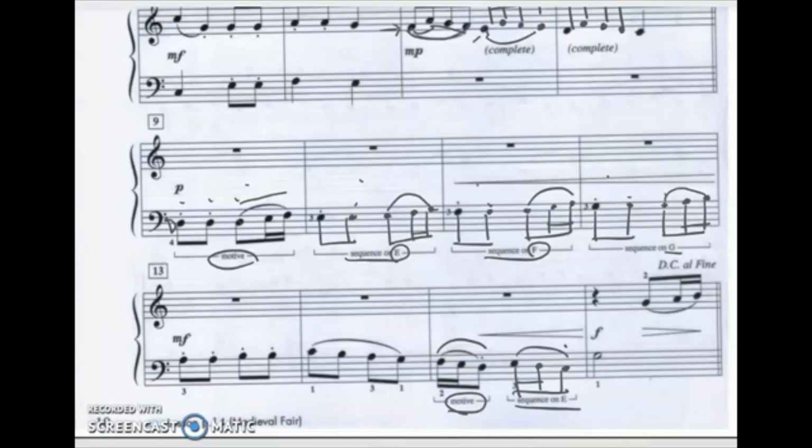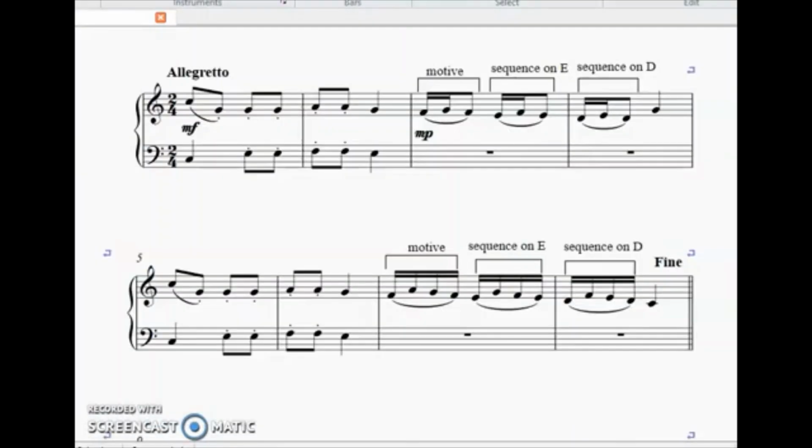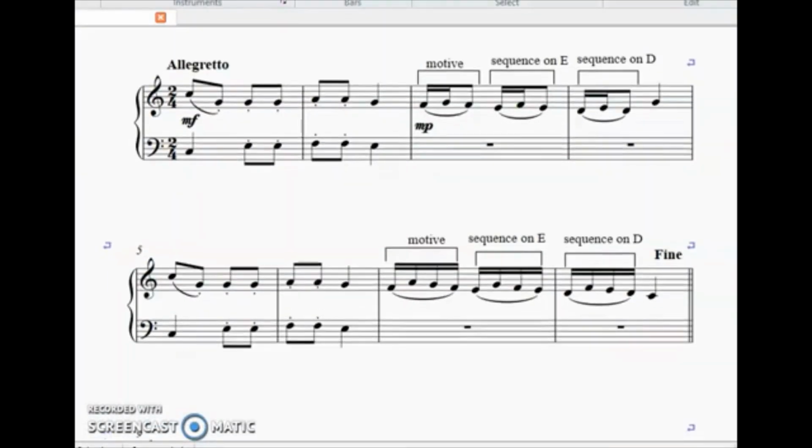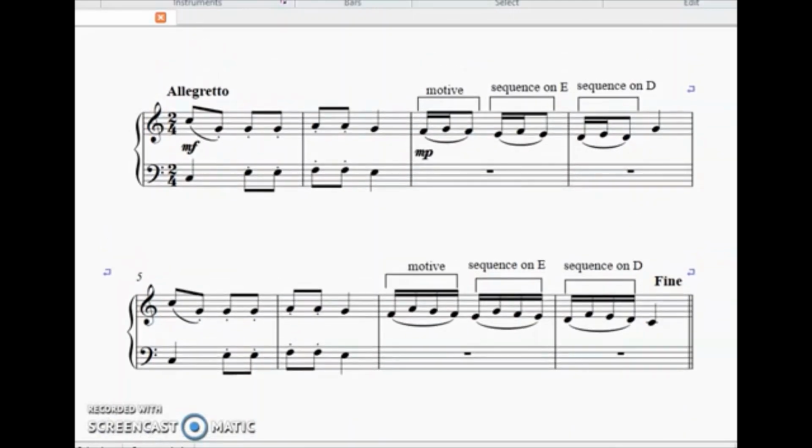Okay, done. I drew the notes on my computer program called Sibelius, because this is much easier to read, right? It's much better than my handwriting. Okay, I'm going to play this. Let's take a listen together.